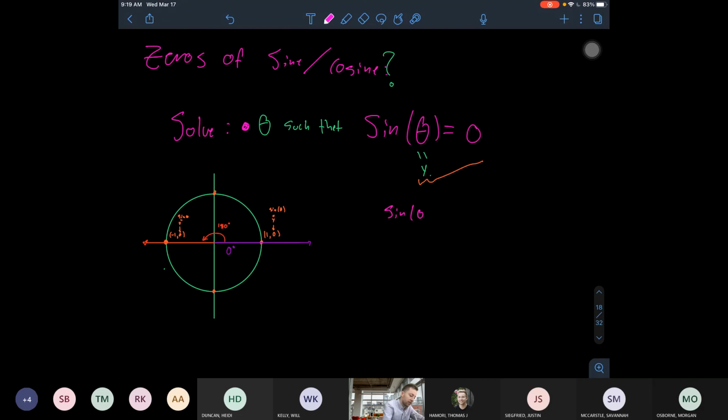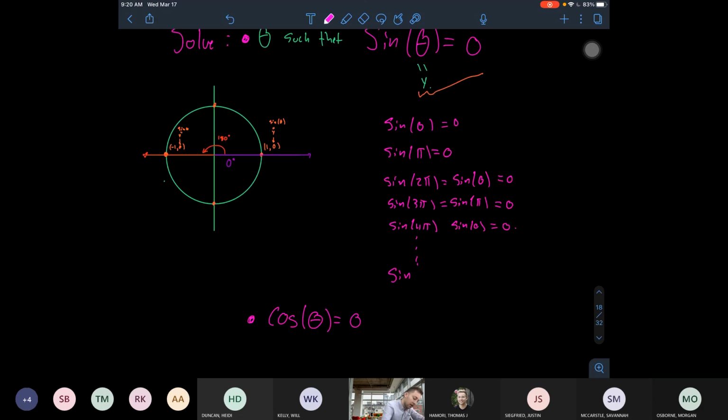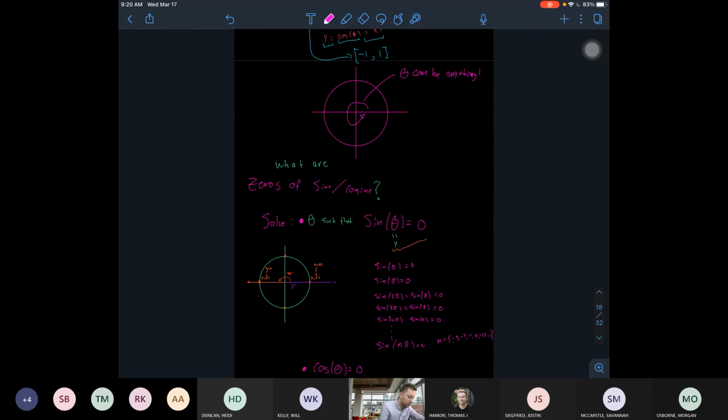So we know that sine of 0 equals 0. Sine of pi equals 0 if we're using radians. And sine of 2 pi is again equal to sine of 0, since they are coterminal, and that equals 0. Sine of 3 pi is coterminal to pi, so it's 0. Sine of 4 pi is again coterminal to 0. So we know that sine of n pi is equal to 0, where n is any integer: negative 3, negative 2, negative 1, 0, 1, 2, 3, and so on. That's how we find the zeros of sine.